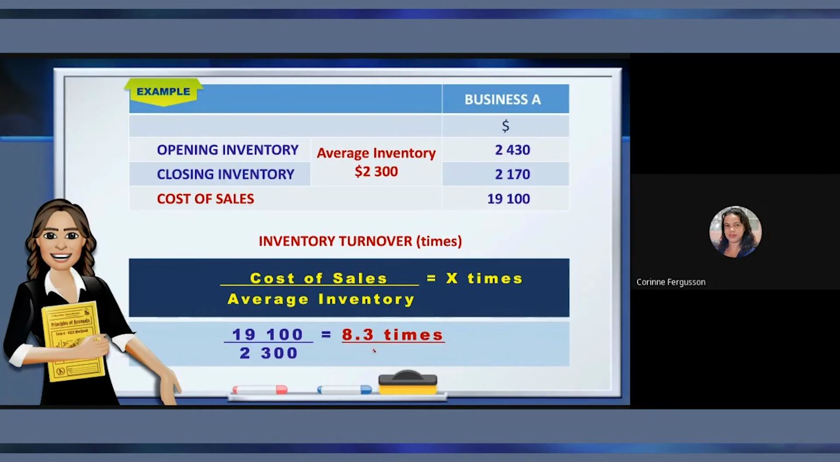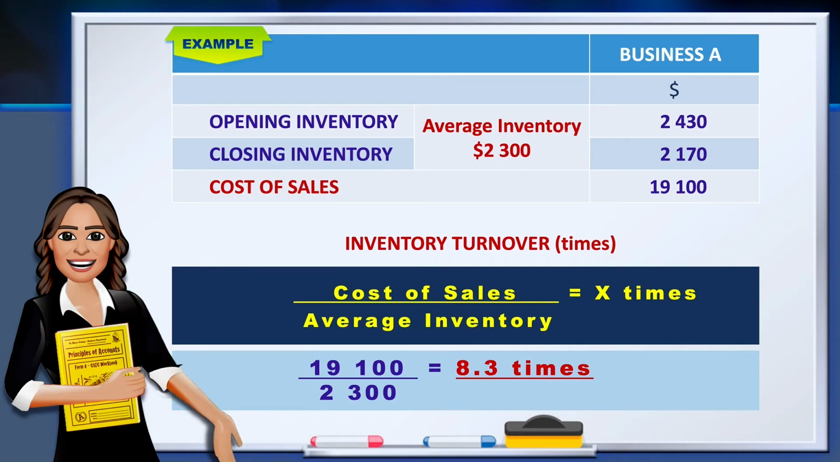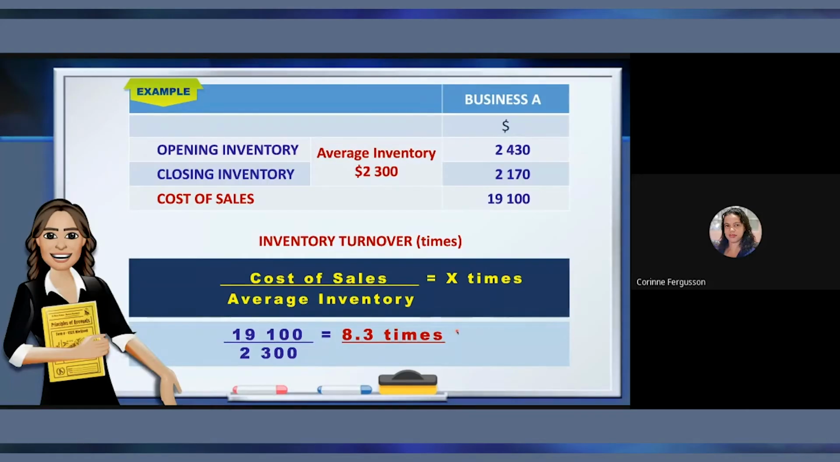So you get your answer, you write down your answer, 8.3, and then make sure you add times to that, please. So this is telling you on average how many times inventory is sold per year. And in this question, 8.3 times it is sold.